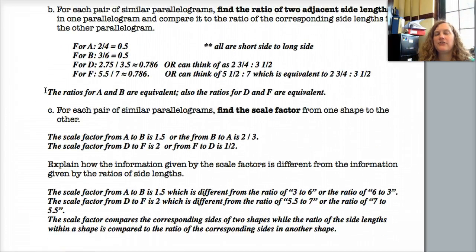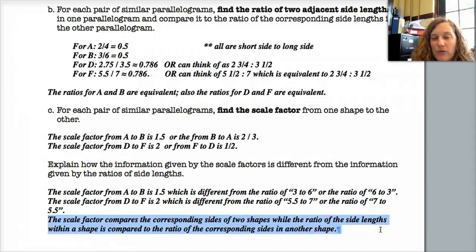And this is an important question to understand: explain how the information given by the scale factors is different from the information given by the ratios. If we review our numbers again, the scale factor from A to B is 1.5, which means that B is 1.5 times bigger than A. The ratios are 3 to 6 and 6 to 3, if you think about it the other way. Either way, that just talks about side lengths. So it's either twice as long as it is wide or twice as wide as it is long, depending on how you think about it. So the ratio of side lengths doesn't really have anything to do with scale factor. The scale factor compares the corresponding sides of two shapes, while the ratio of the side lengths within a shape is compared to the ratio of the corresponding sides in another shape.